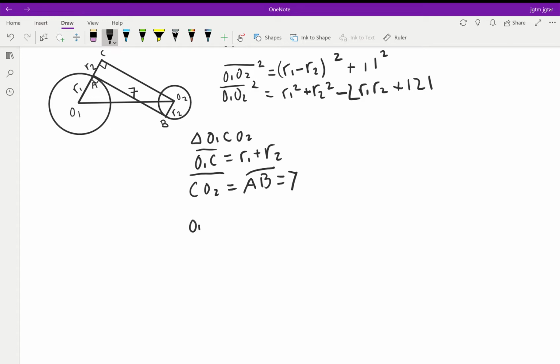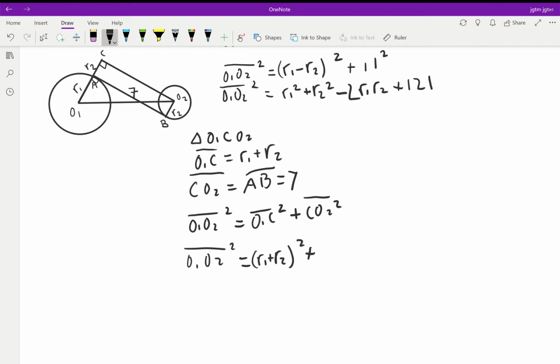So O1O2 squared will equal O1C squared plus CO2 squared, which will equal (R1 plus R2) squared plus 7 squared. And if you open the parentheses, O1O2 squared equals R1 squared plus R2 squared plus 2R1R2 plus 49.